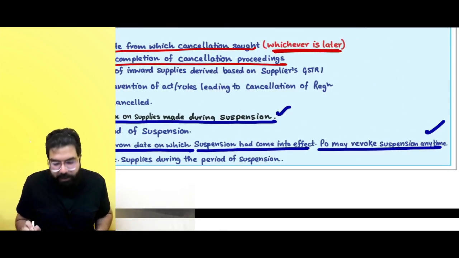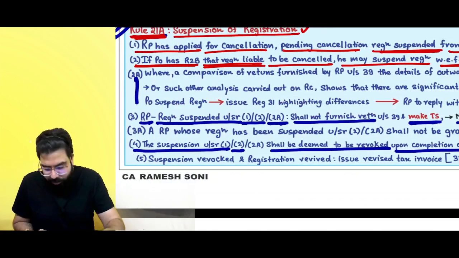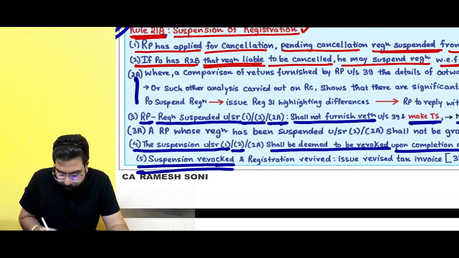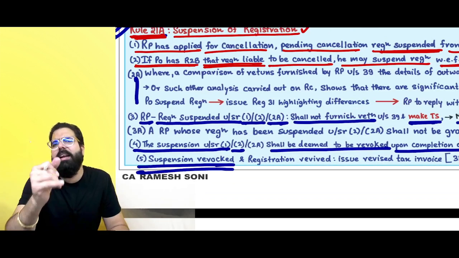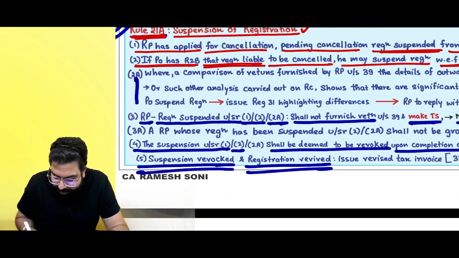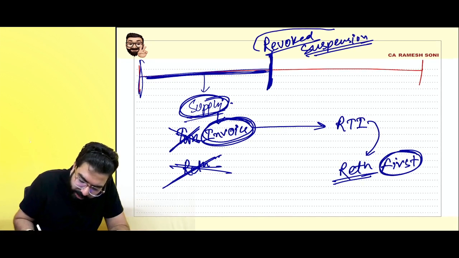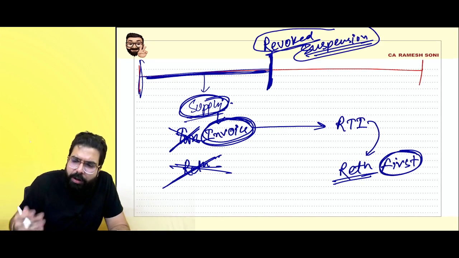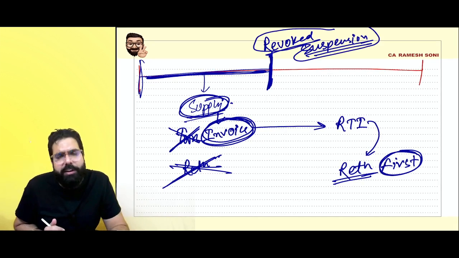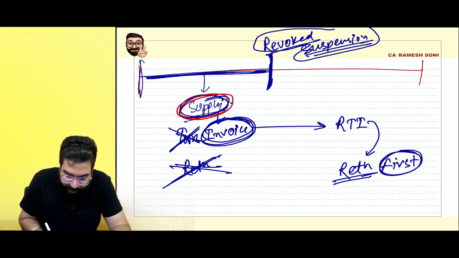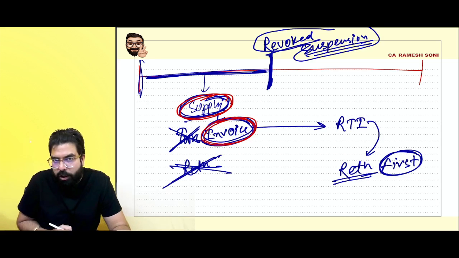PO may revoke suspension anytime. If PO wants, PO can go ahead and revoke. Supposing they revoked the suspension and the registration is revived. They told, sir, registration revived, we will not cancel your registration. Oh no, what about the supplies for which I had just issued the invoice? You have to pay the tax.